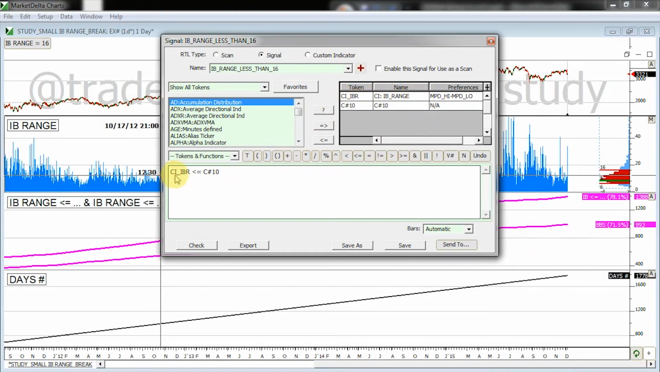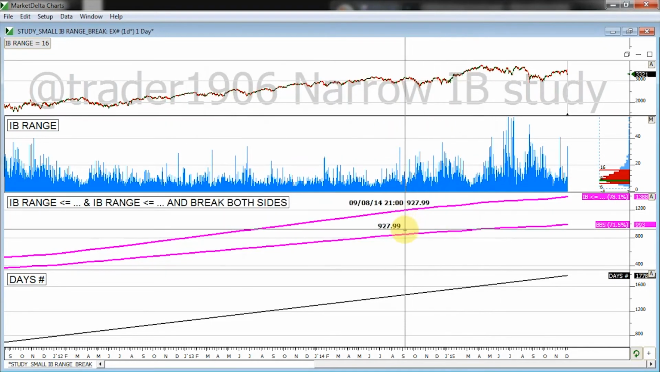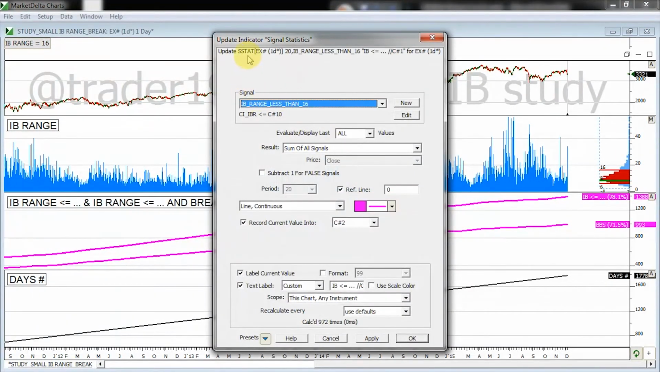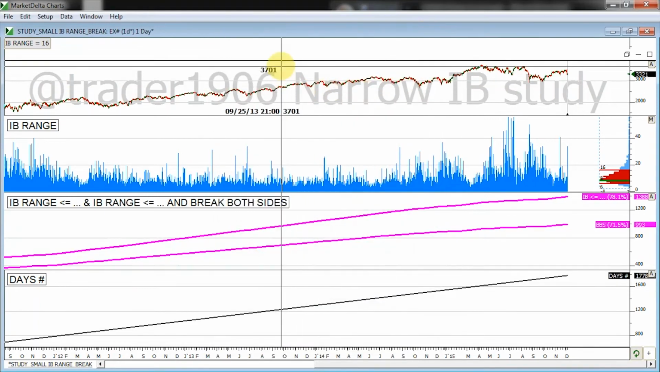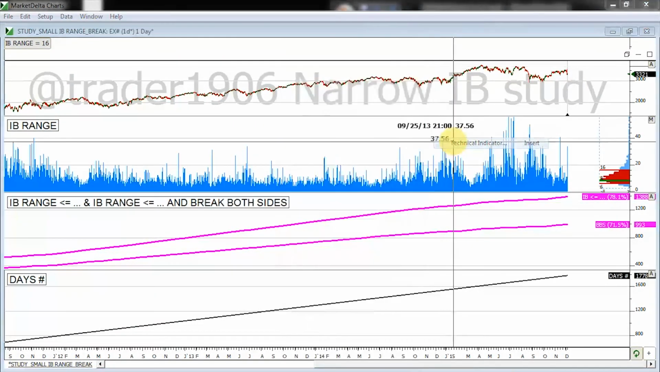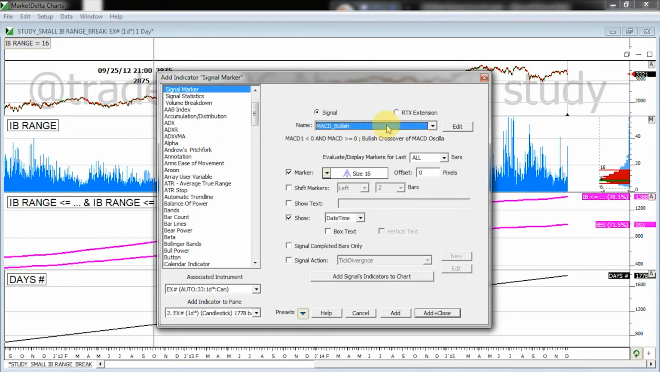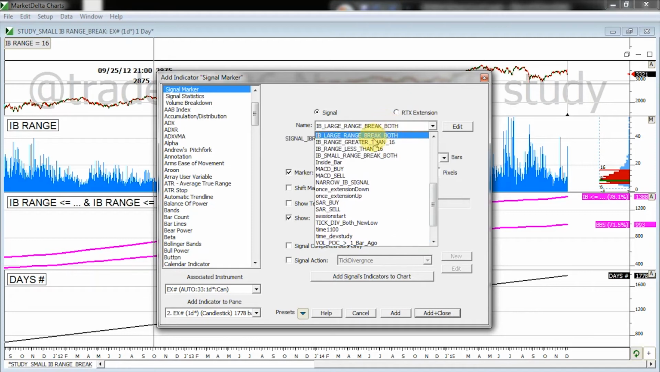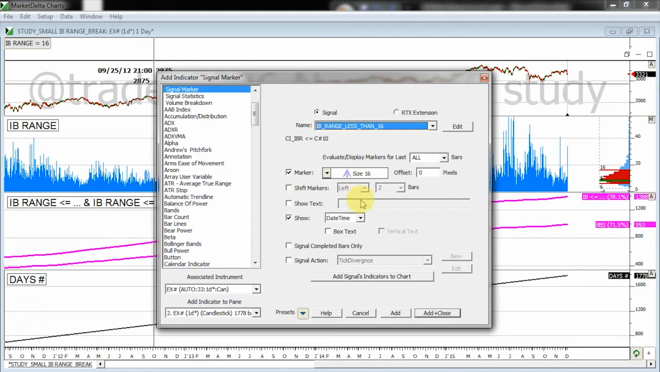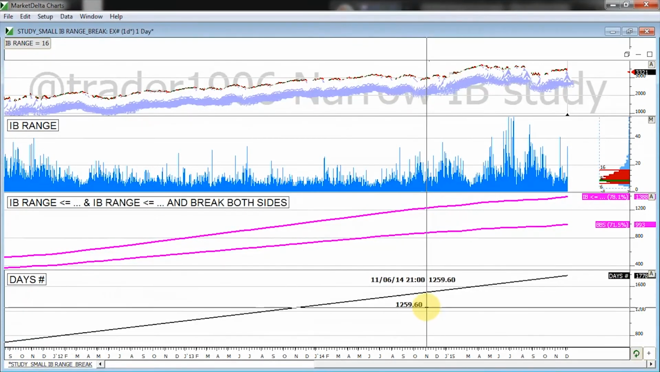So here we're looking for the IB range to be less than or equal to cPound 10, and then the signal statistics indicator sums up how many times it was less than 10. So what I'll do is I'll show you how the signal works in here. If we go into add an indicator and we say signal marker, and then we search for the IB one that I created, so IB range less than 16, and then I just click add and close.